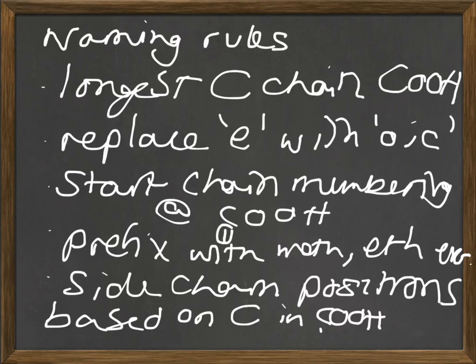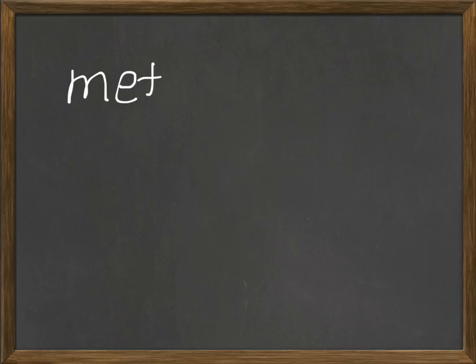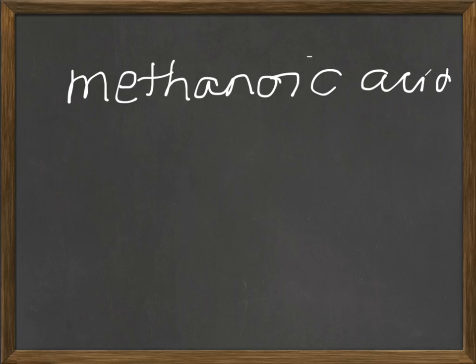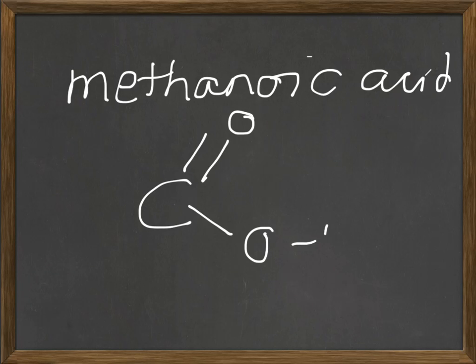Okay, so let's have a go at naming a few carboxylic acids. So here's methanoic acid. And this is page 1 of your notes. Display formula would be C double bond O, OH, and just a hydrogen coming off the end, because meth, 1 carbon, and oic acid because you've got a carboxylic acid group.